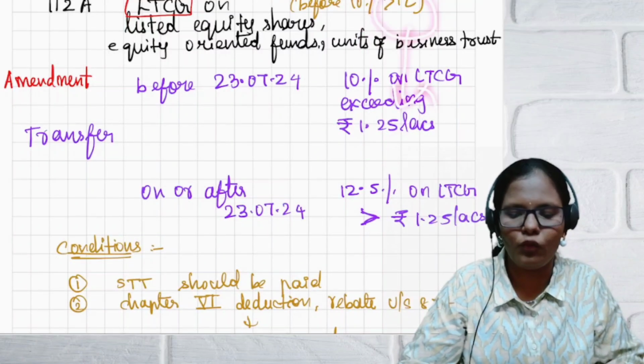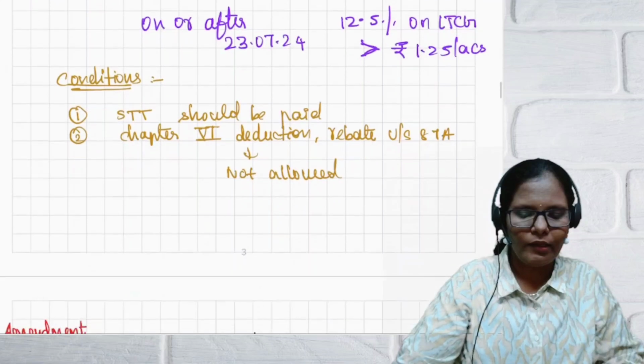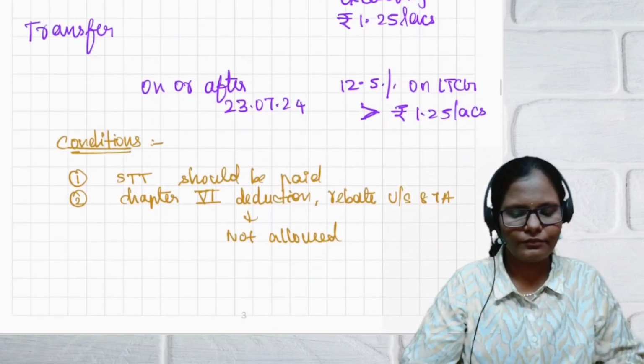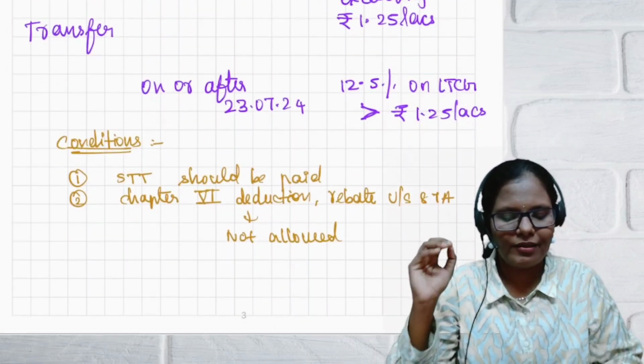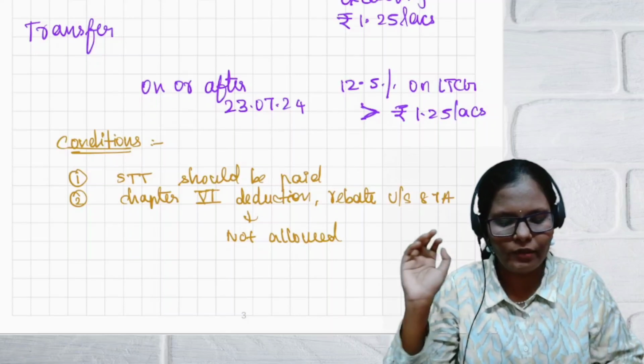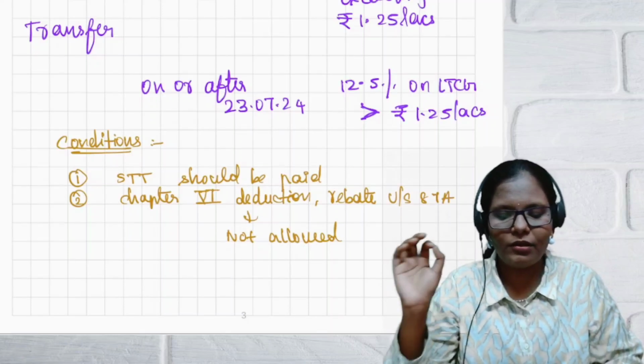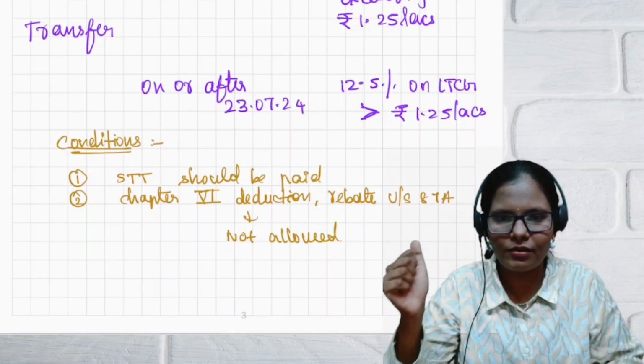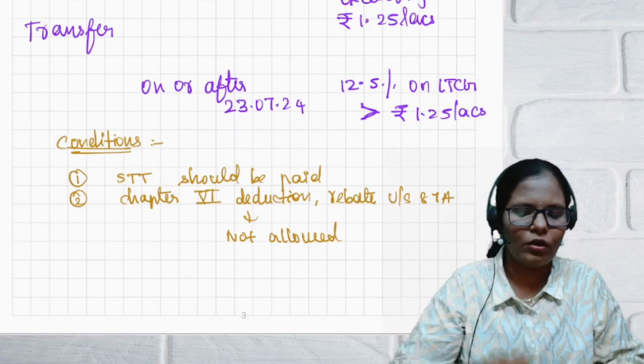Then for this we should satisfy some conditions like STT should be paid, tax should be paid. Then chapter 6A deduction is not allowed. Rebate under section 87A is also not allowed.